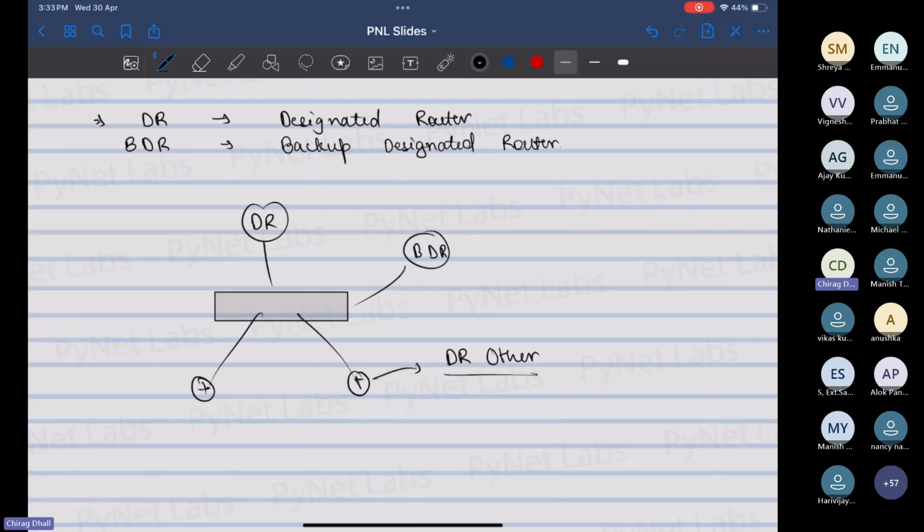The second thing to remember is all of my DR others will maintain neighborship with the designated router as well as the backup designated router till state 7, which is full. So I will maintain a full neighborship with both, which means I will share my routing information with the designated router as well as the BDR. But when I talk to a DR other, I will only maintain a neighborship till state 3, which is two-way.